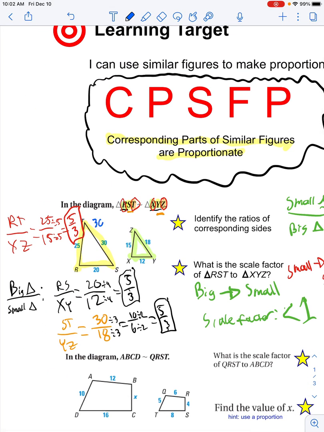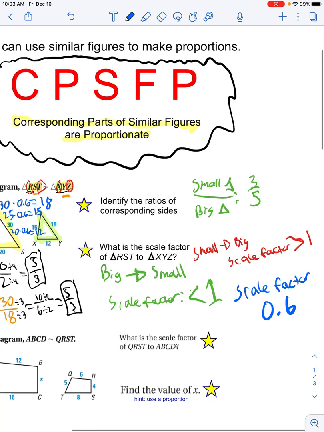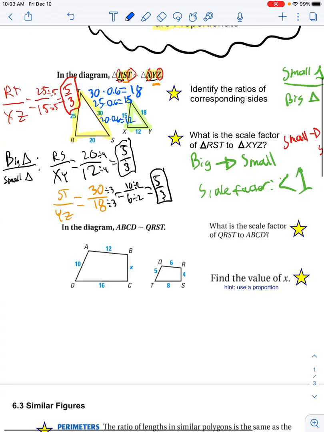So my scale factor is 0.6, which means if I take 30 multiplied by 0.6 or 3/5, I get 18. If I take 25 and multiply it by 0.6, I get 15. And if I take 20 and multiply it by 0.6, I get 12. That's the power of a scale factor: we can just multiply corresponding sides to get our new number.